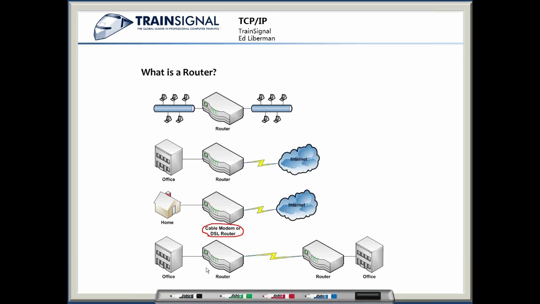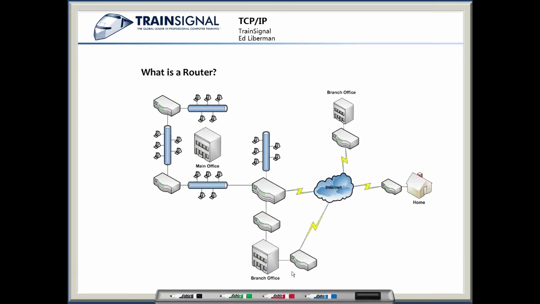And then here's an example where we may have maybe a main office and a branch office, and they are then being connected with a couple of routers. These are all very typical uses of routers. Here's an example of a bunch of routers in an overall corporate environment, right?